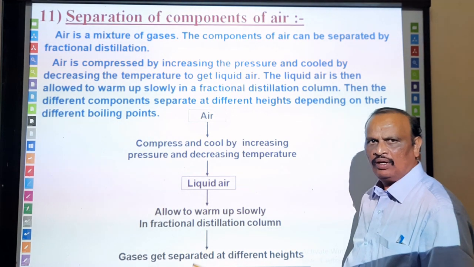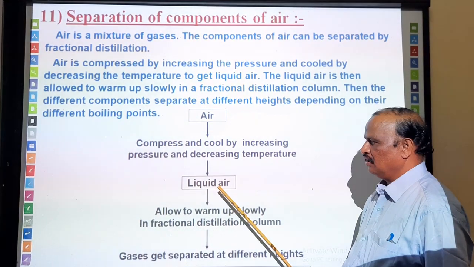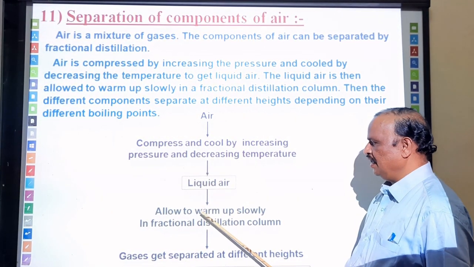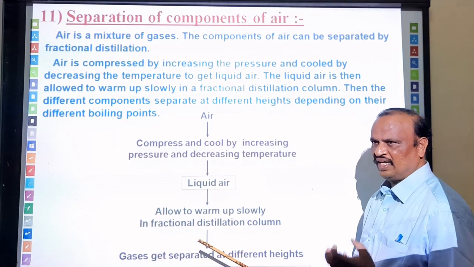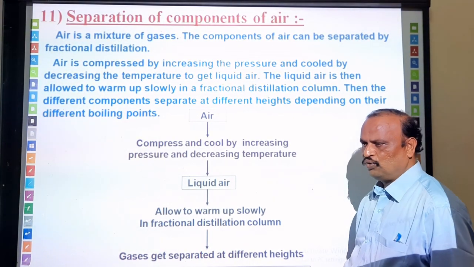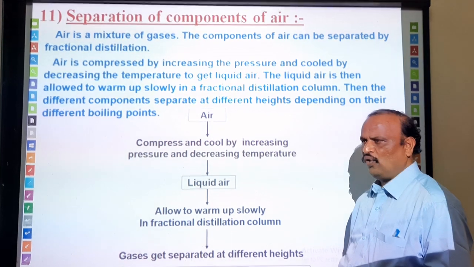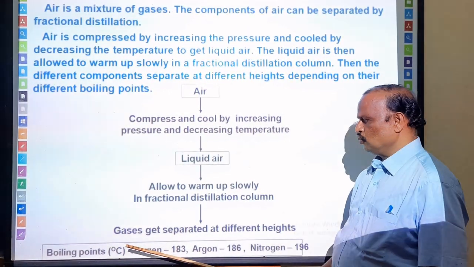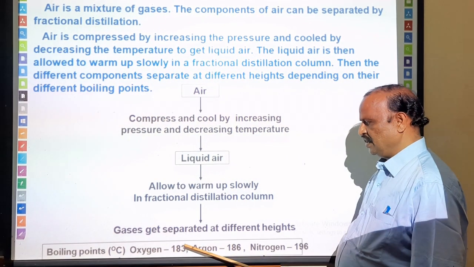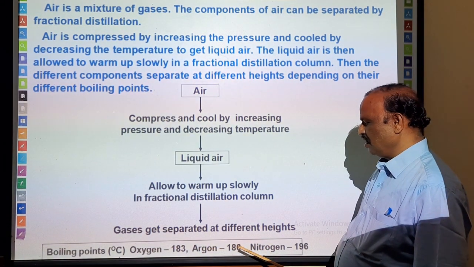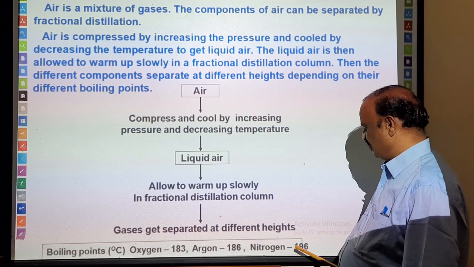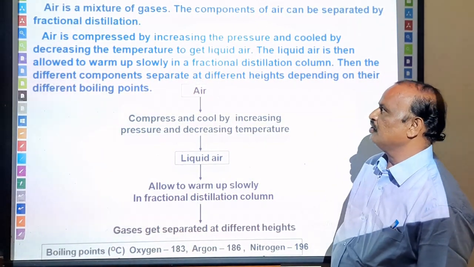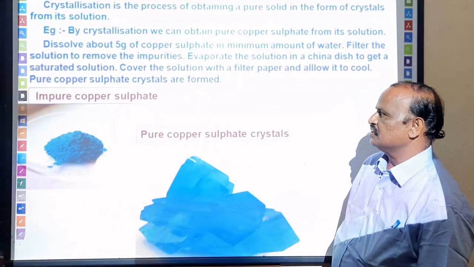Then the gases are going to be converted into liquid form, the liquid air, and allowed to warm. When you go on warming, one by one they are going to separate. So oxygen separates at 183 Kelvin below zero, argon at 186 and nitrogen at 196. Like that, the separation of the mixture of air is done.